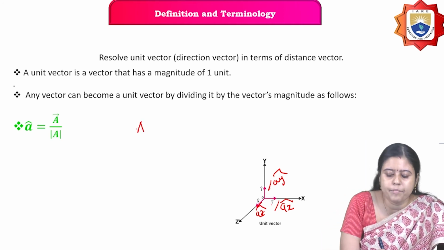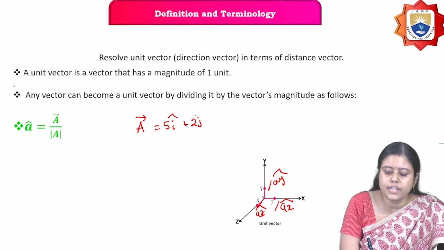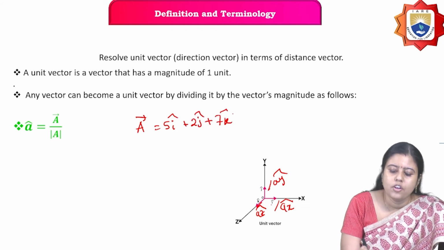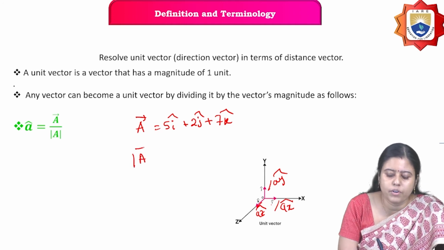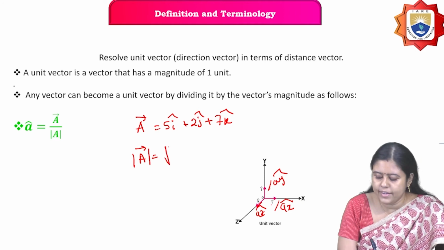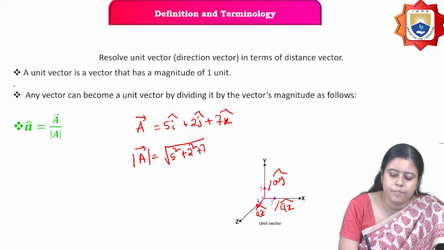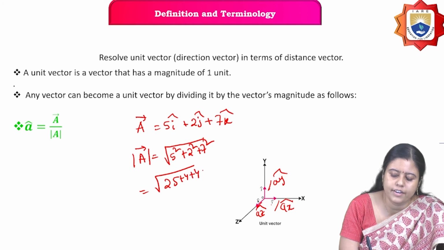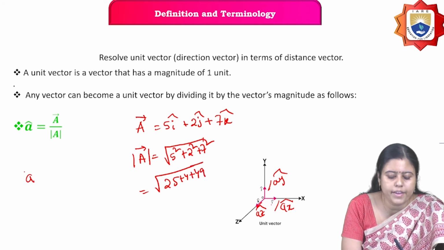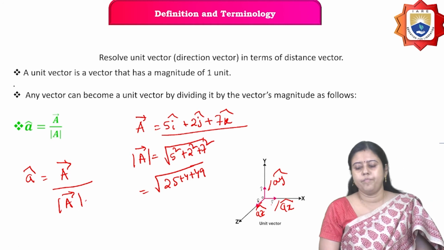Let's take an example. A is equal to 5i plus 2j plus 7k. So what will be its unit vector? First we have to calculate the mod of A, and the value is the square root of 5 squared plus 2 squared plus 7 squared, that is 25 plus 4 plus 49. And then the unit vector is the total vector A divided by the mod of vector A.